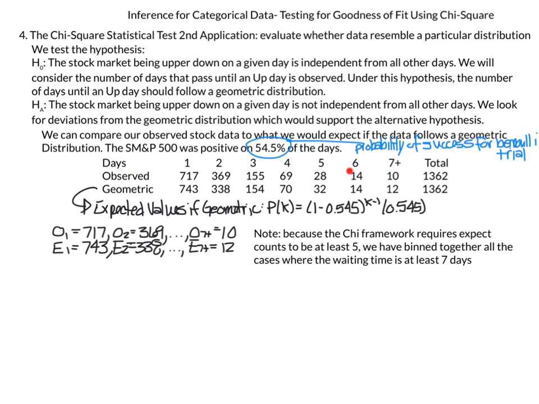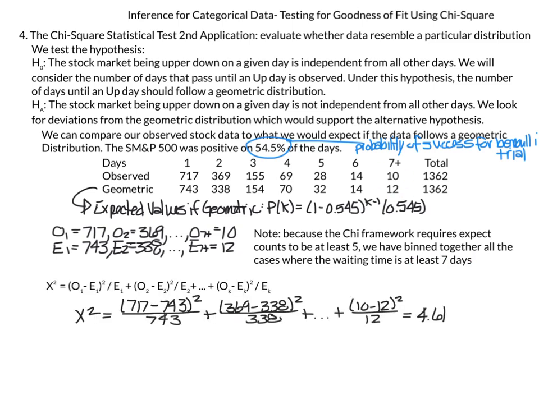So here we have our observed values. O1, our first group, is 717, O2 is 369, and we go up to O7 is 10, and our expected value here is the geometric. Note, because the chi-squared framework requires expected counts to be at least 5, we have binned together all the cases where the waiting time is at least 7 days.